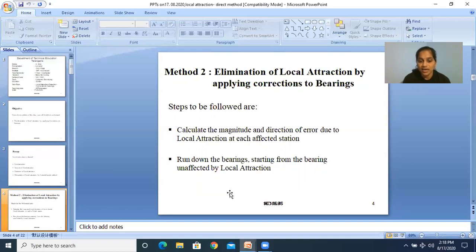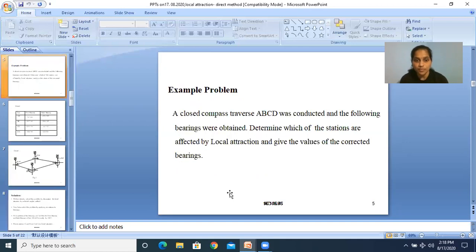Second, run down the bearings starting from the bearing unaffected by the local attraction. First of all you have to identify which station is free from local attraction, and the bearings taken at that station. All the bearings there are correct, so you identify those bearings, and then you can run down the problem to the affected bearings. By seeing this example you can understand.